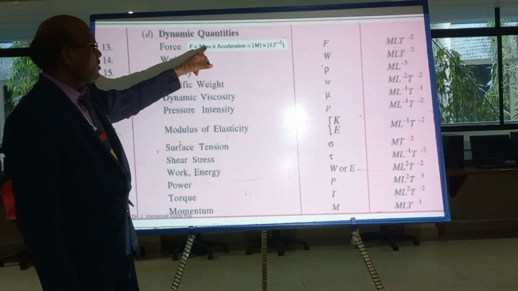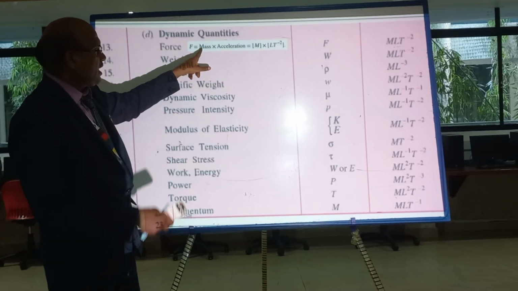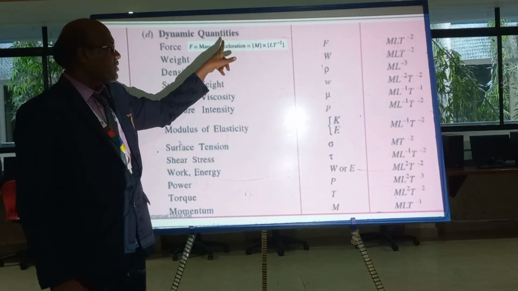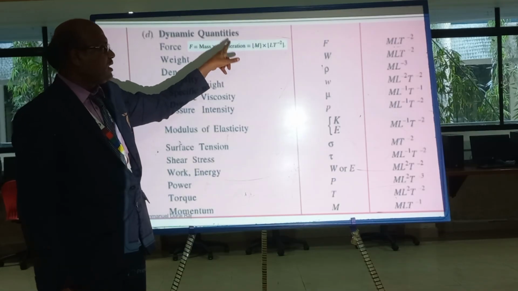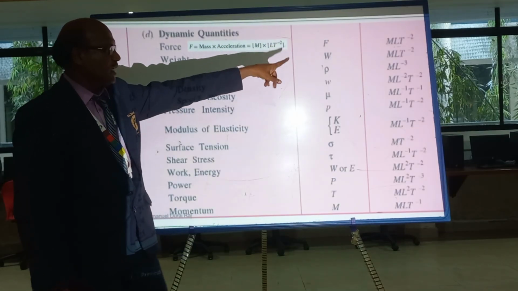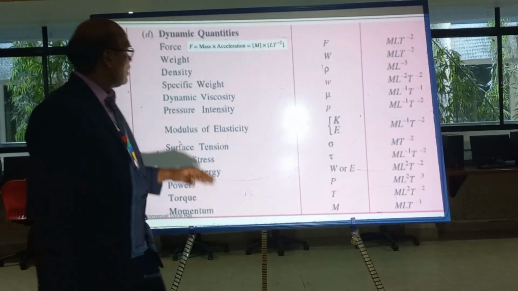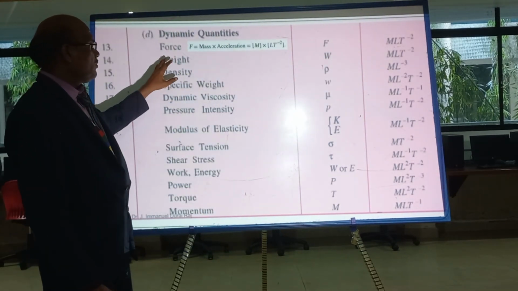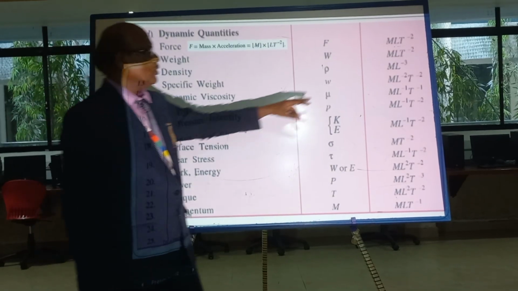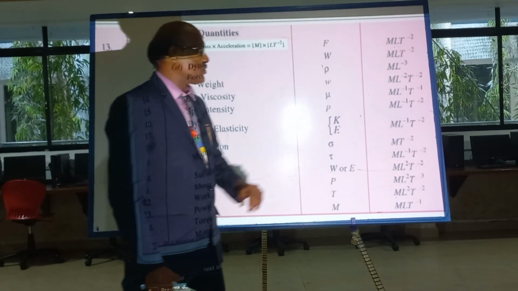So force equals mass into acceleration. Mass you can directly write as M here. And acceleration, we don't know the dimension, so it is taken as kinematic quantity, meter per second square. Meter is L, per second square, L T minus 2. That is force. Similarly, weight and force are both the same, so both are M L T power minus 2.